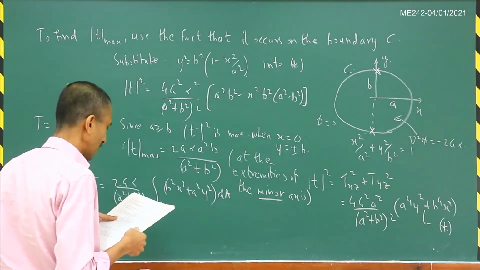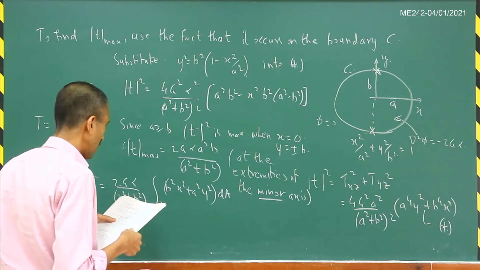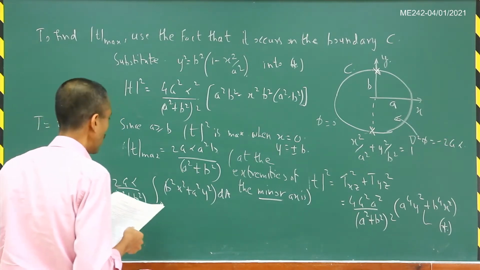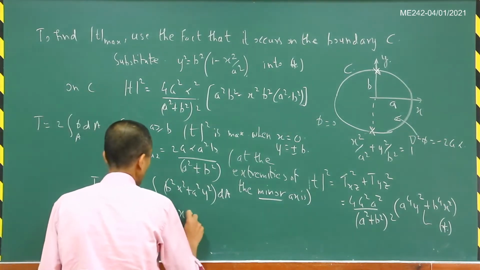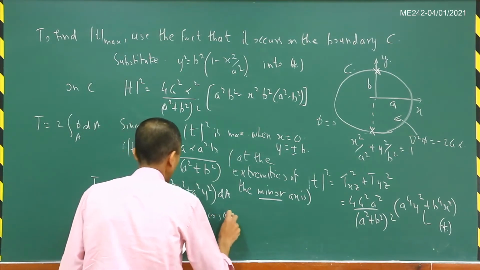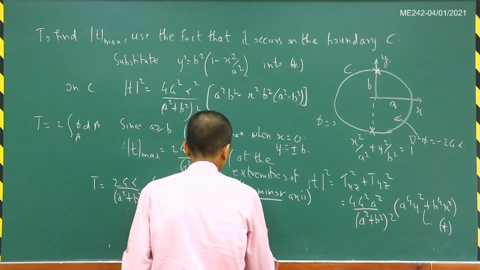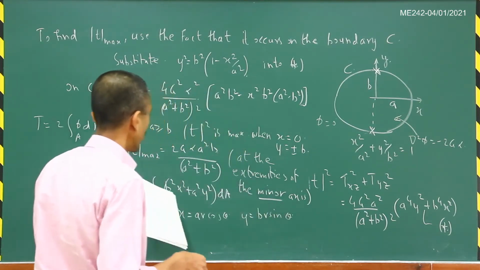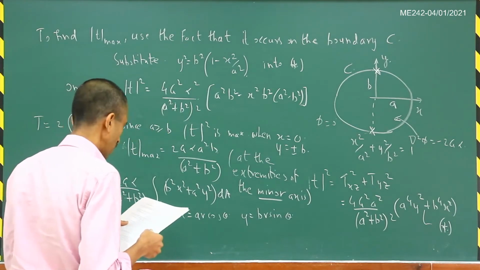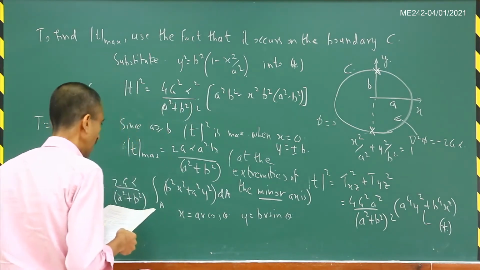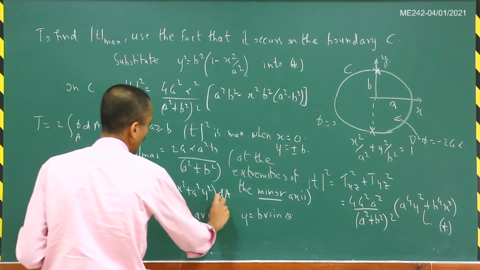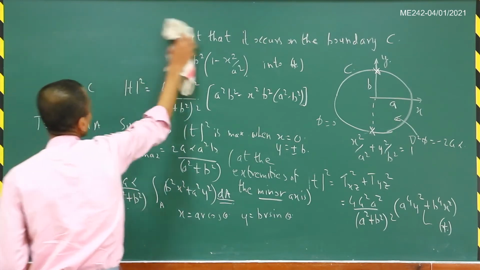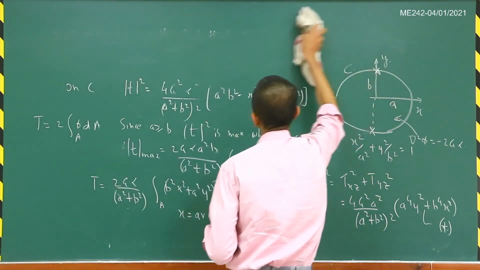So this integral is very easily evaluated by making a substitution. What we can substitute is x equal to a r cos theta, and y equal to b r sin theta. If you make this substitution, one can evaluate this integral quite easily. So we need this dA. For that we need to find the determinant of the Jacobian matrix. I'll just show you how to do that.